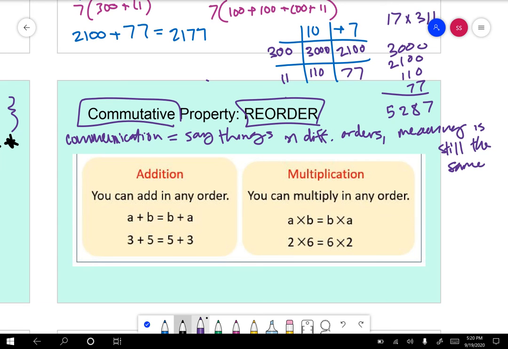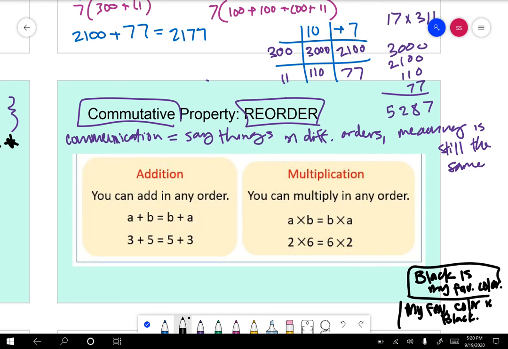So for example, I could say the sentence, black is my favorite color. Okay. I could also reorder those words and say my favorite color is black. So I reordered the words, but the meaning is still the same. We're talking about me, we're talking about my favorite color, and we know that it's black.